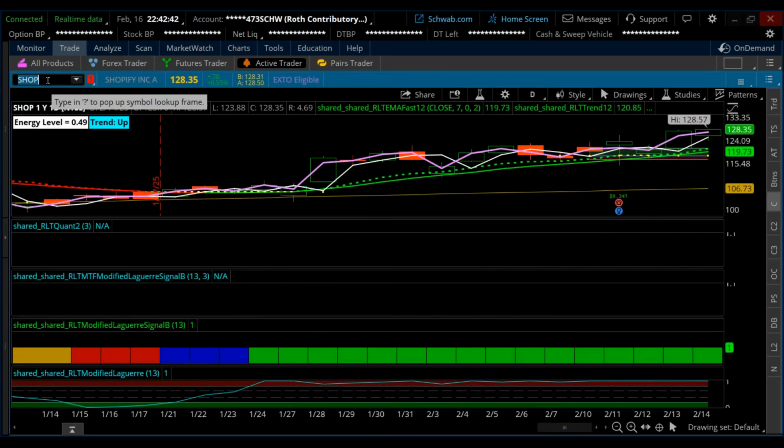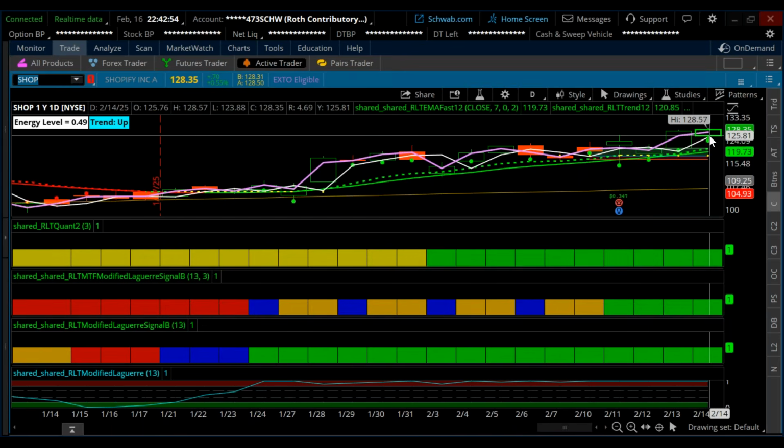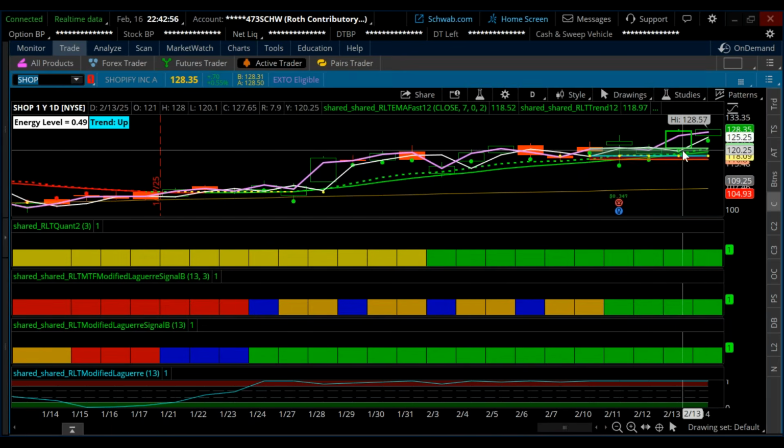Now I know I'm going through a bunch of them, but I want to keep going over this. I want you to see the criteria that we're getting. Current time frame momentum, green. Multi-time frame momentum, green. Trend, green. And here's our breakout right here on Shopify.